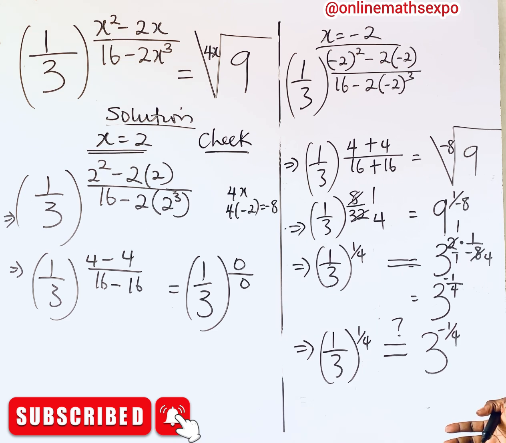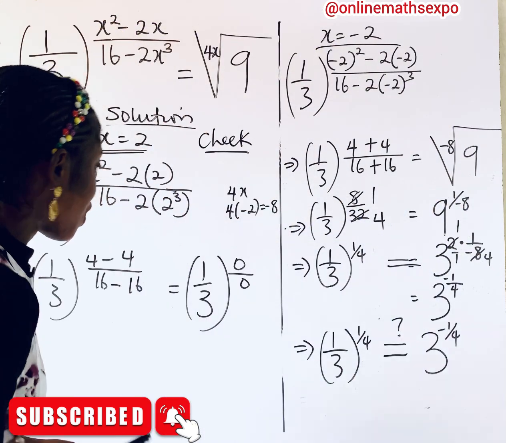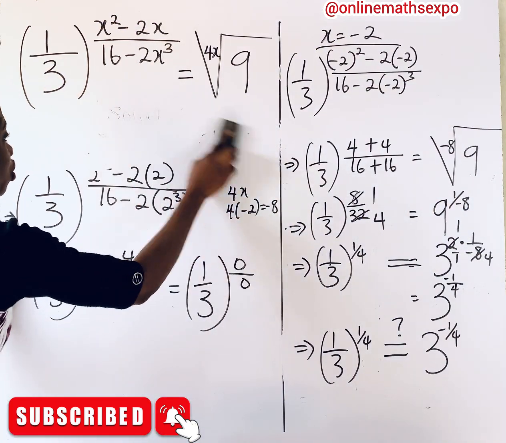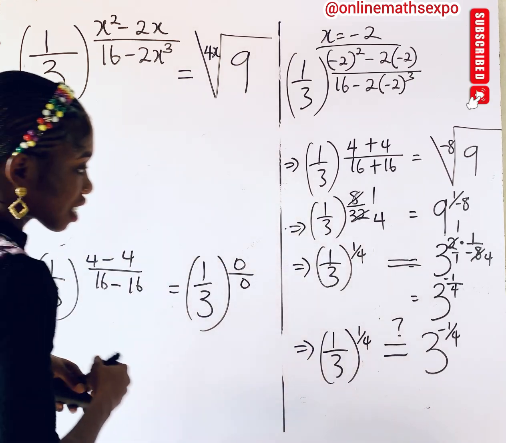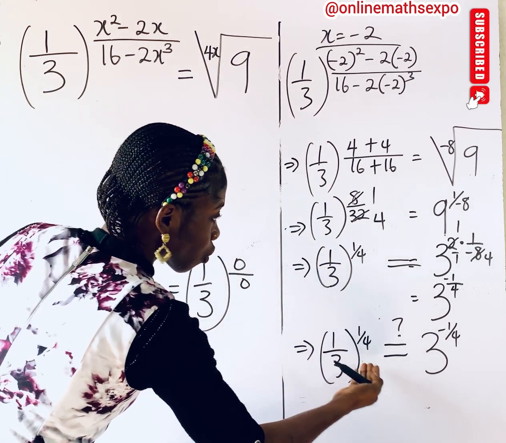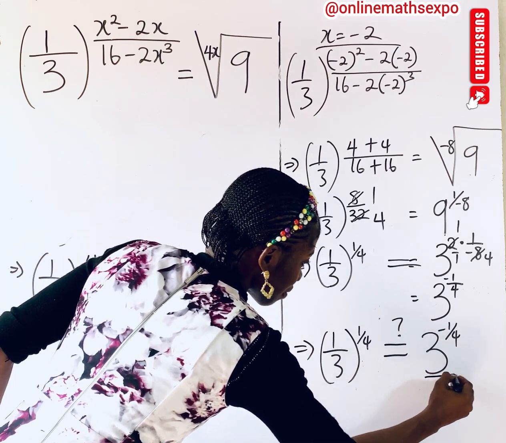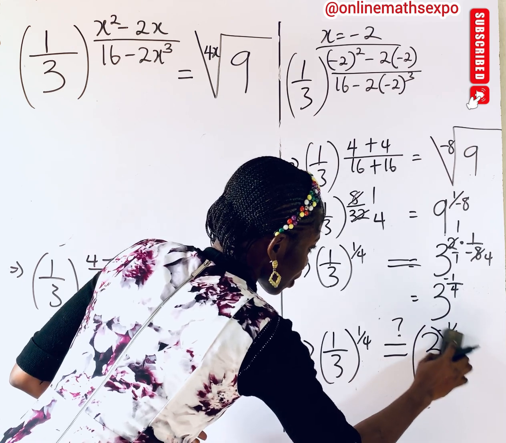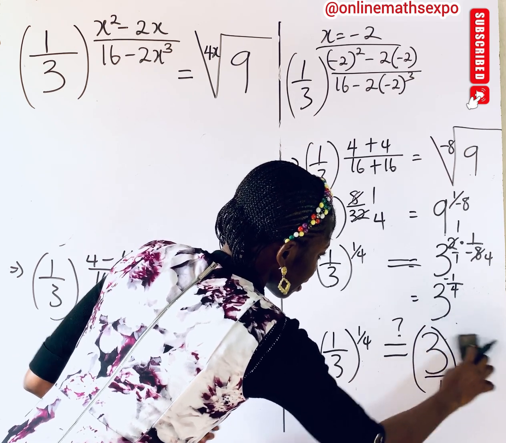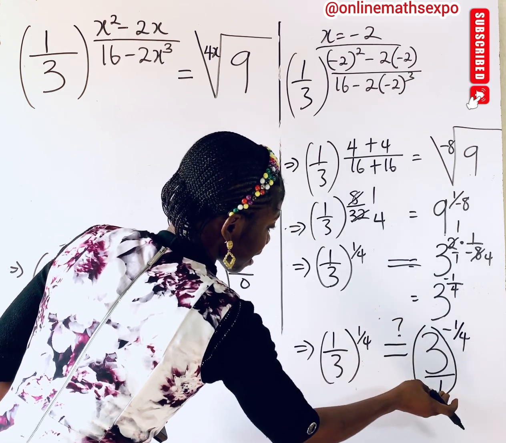Are they the same? This is going to be the same if we apply a little mathematics on it. You're going to remember one of the rules of exponent. Remember 3 is the same as 3/1. Do you agree with that? 3 is the same as 3/1. Let's write this very well. So we have 3/1 raised to power -1/4.